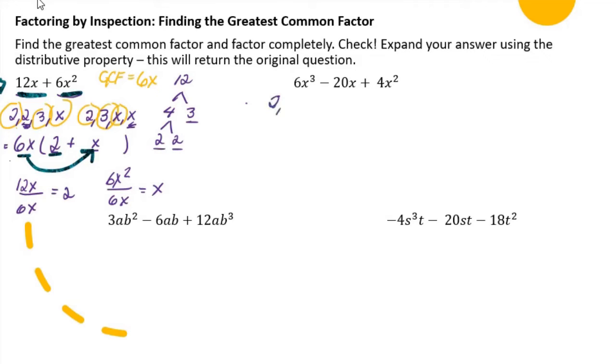Factors of 6x cubed are 2, 3, and x, and x. The factors for negative 20x, I'm going to separate the negative one to highlight it. And the prime factors for 20, well, maybe we'll do a quick factor tree. 10 times 2 is 20, 2 is prime. 5 times 2 is 10. So the prime factors for 20 are 2, 2, and 5. So for negative 20x, I have negative 1 times 2 times 2 times 5, and then times x. And for 4x squared, I'll write down 2, 2, x, and x.